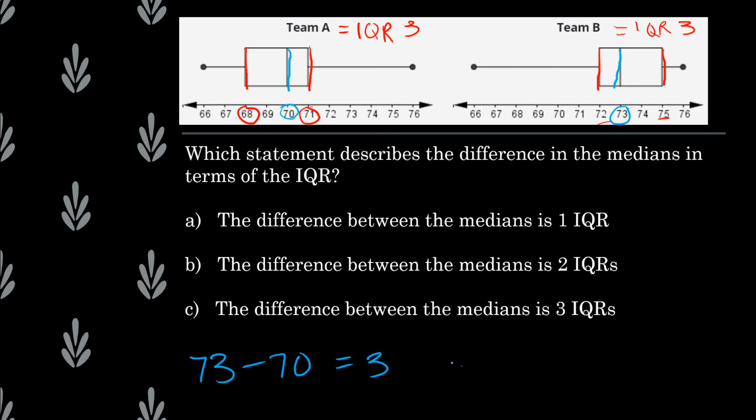Then we want to take our difference of our medians, which is 3, and divide it by our IQR, which is 3 again for both of these. So 3 divided by 3 would give me 1, which means that the difference between these two medians is about 1 IQR. And so if you think about it, Team A is at 70 and Team B is at 73. So I need to travel 3 spaces to get from 70 to 73. And since my IQR is 3, that is why I'm traveling 1 IQR.